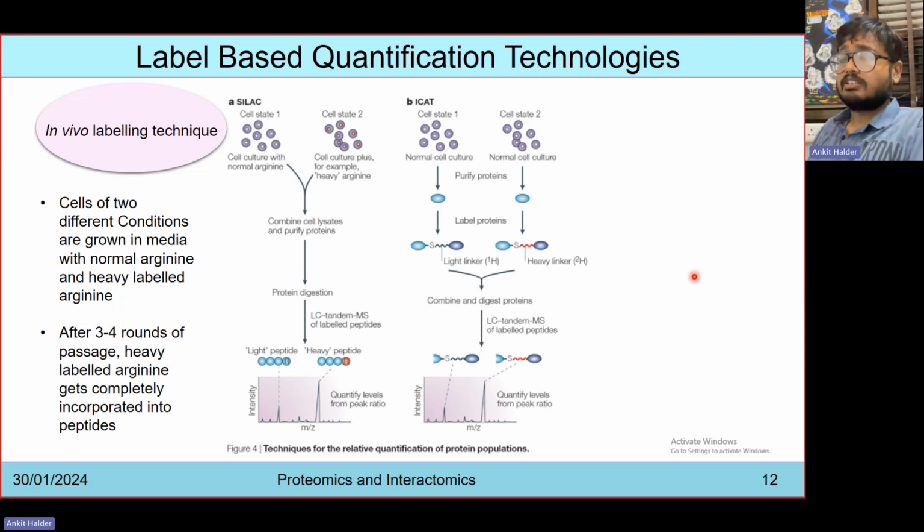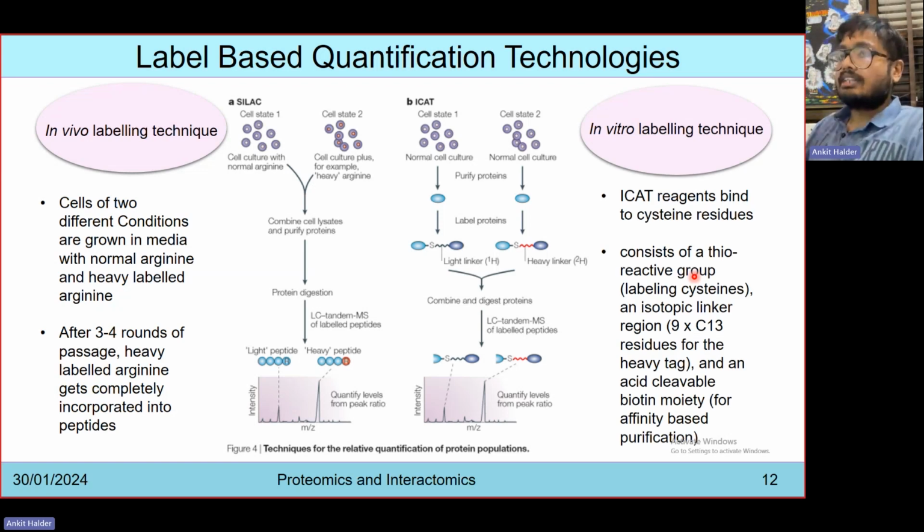So you can compare. This is an in vivo method, where in the cell culture you are incorporating the heavy amino acid into your cells as they grow, rather than labeling the peptides after you have extracted them. Now, another in vitro labeling method, ICAT, is one which binds to a particular amino acid.